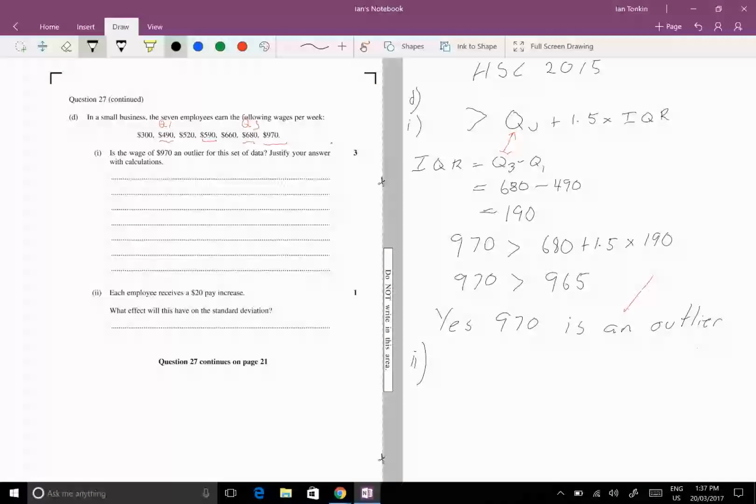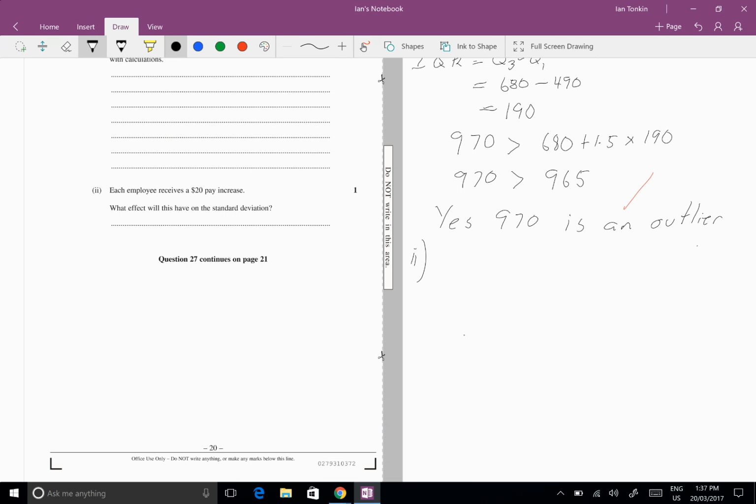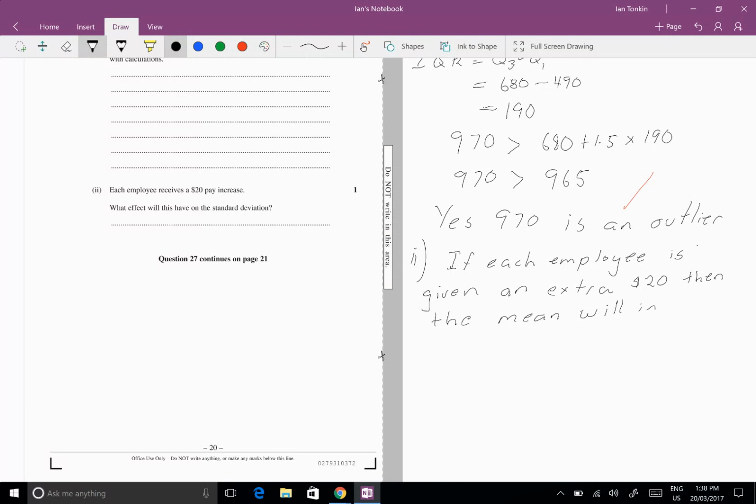Each employee is paid $20, so everyone gets an extra $20. What effect will this have on the standard deviation? Well, if each employee is given, I probably don't need to write this, an extra $20, then the mean will increase. I don't need to say that.